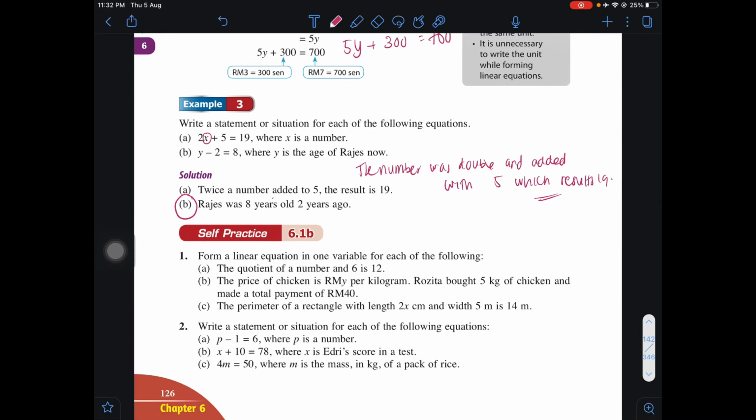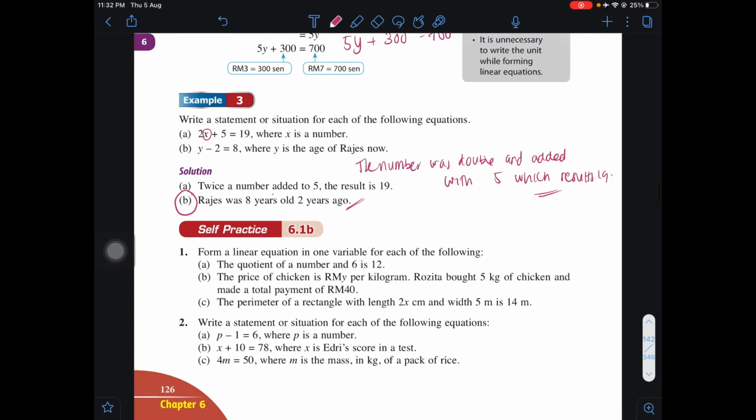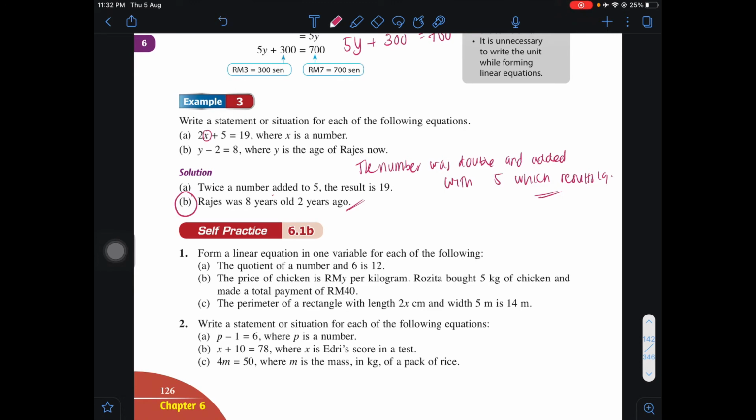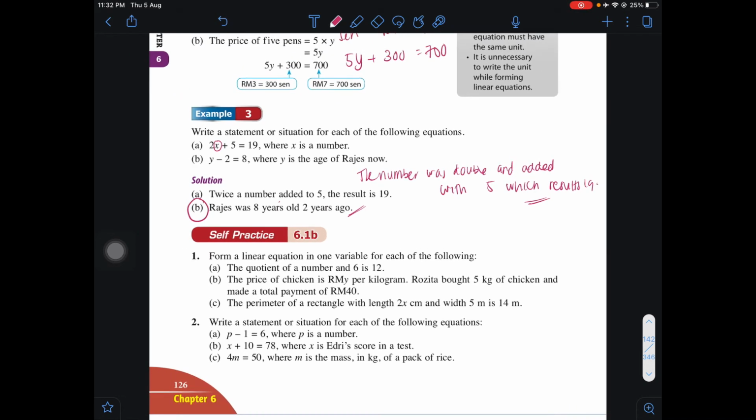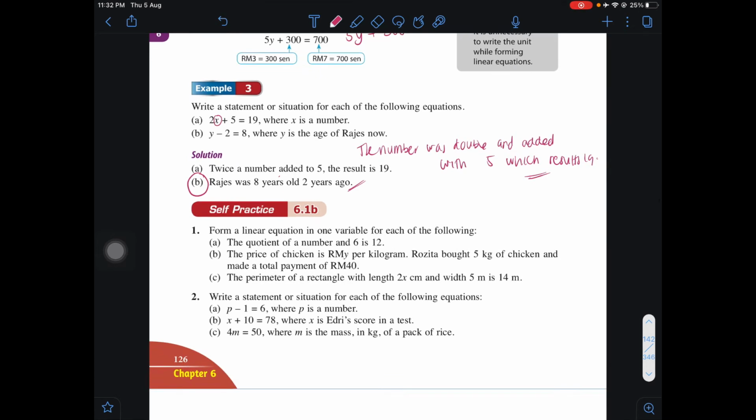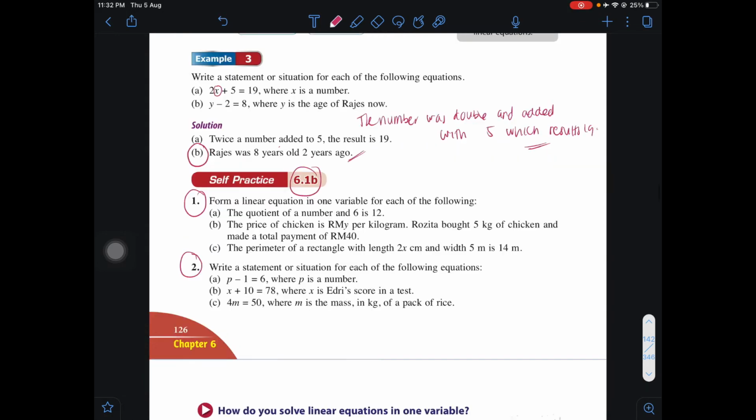So that is 6.1. Okay, you can just write any sentence you like, as long as the meaning is still there. Tak kisah pun, okay? Janji maksudnya sama. Semua jawapan akan berbeza-beza. Don't worry. Okay, self-practice 6.1b. You can try to do this one, number 1 and number 2.